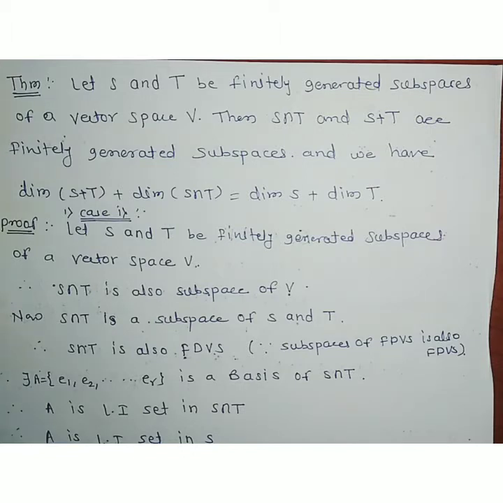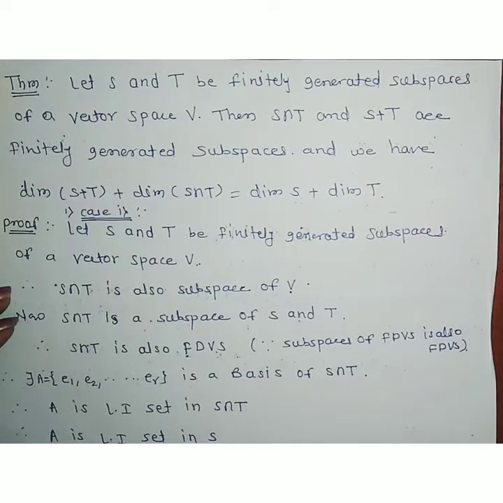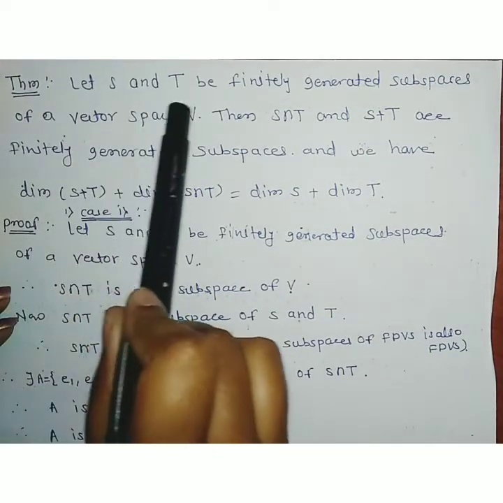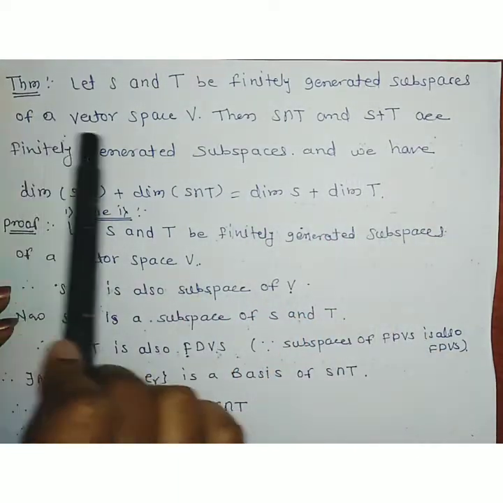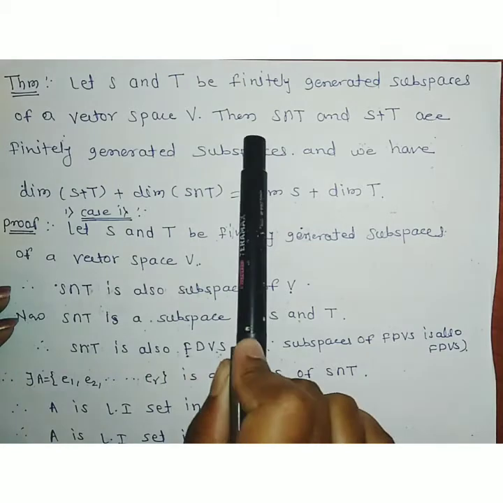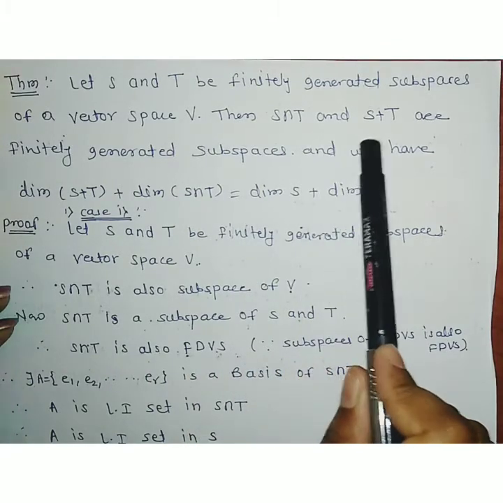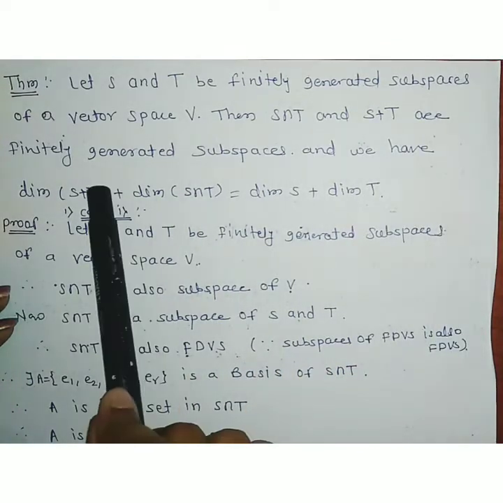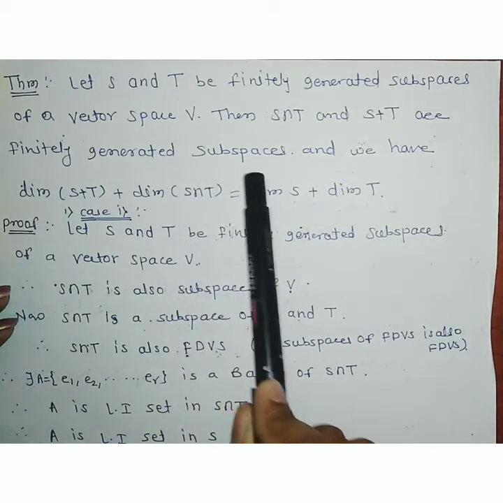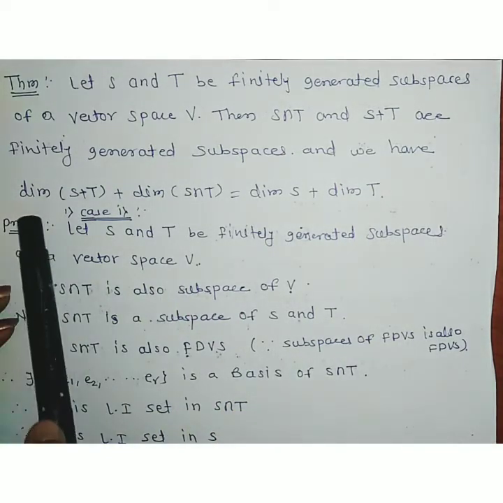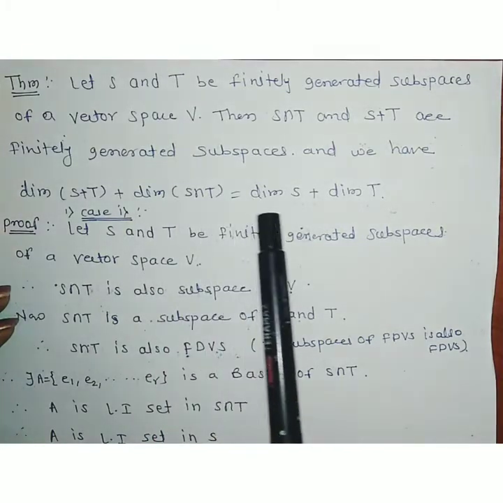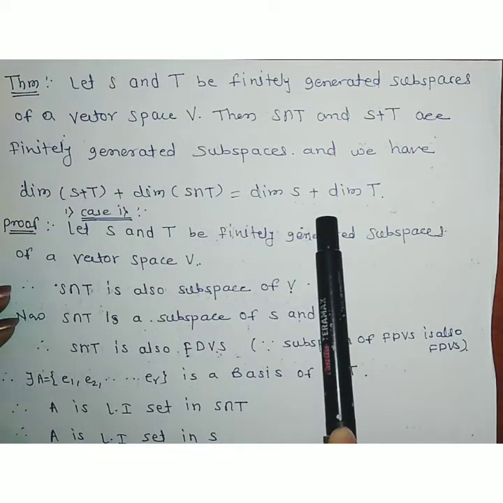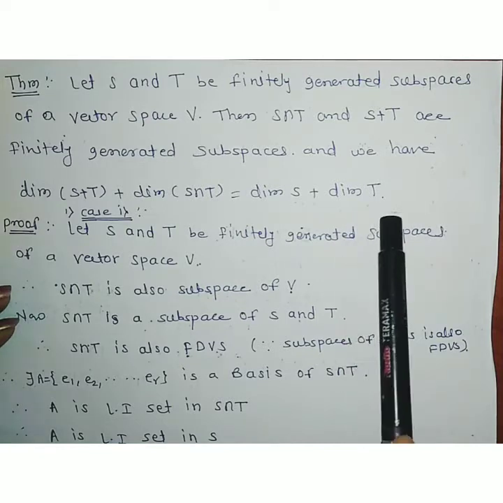Okay, so first of all we look at the statement of the theorem. So what is the statement? Let S and T be finitely generated subspaces of a vector space V, then S intersection T and S plus T are finitely generated subspaces, and we have dimension of S plus T plus dimension of S intersection T is equal to dimension of S plus dimension of T.